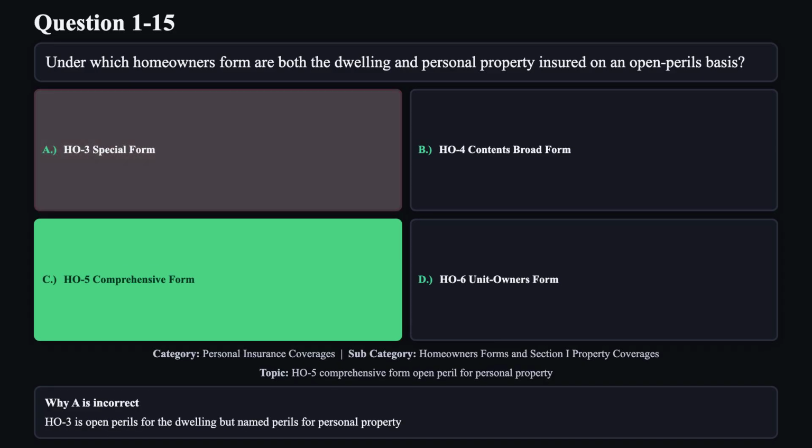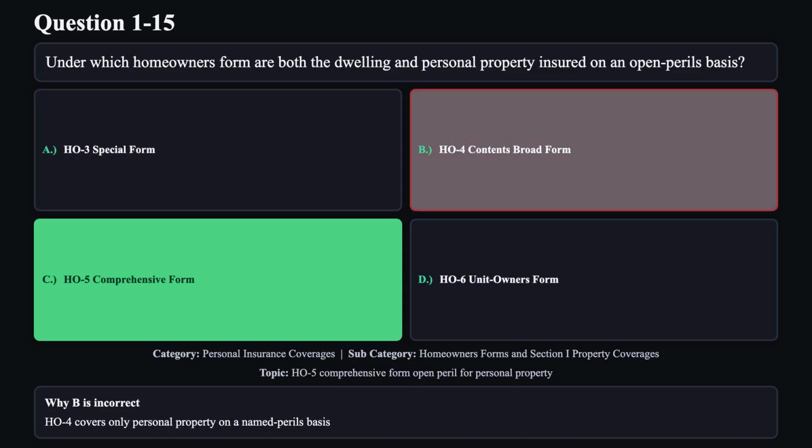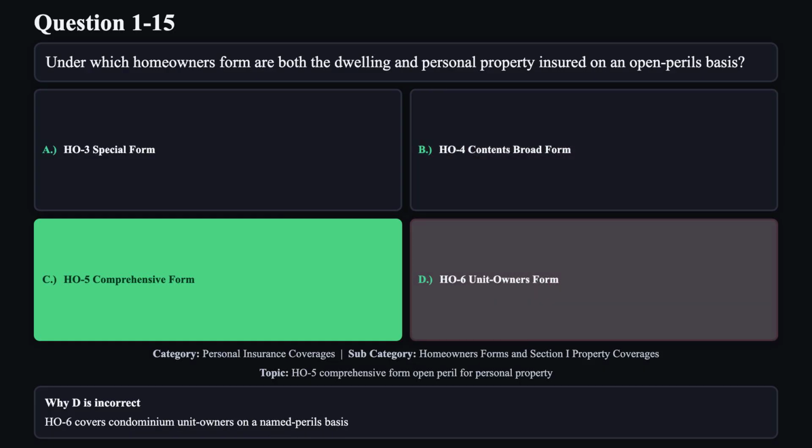Reason A is not correct. HO3 is open perils for the dwelling, but named perils for personal property. Reason B is not correct. HO4 covers only personal property on a named perils basis. Reason D is not correct. HO6 covers condominium unit owners on a named perils basis.